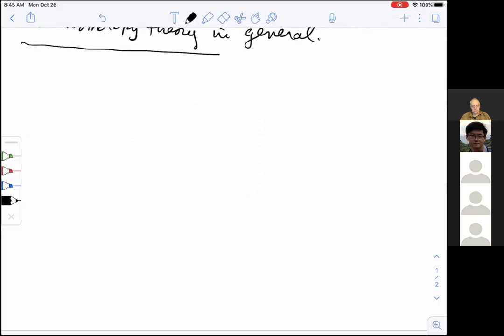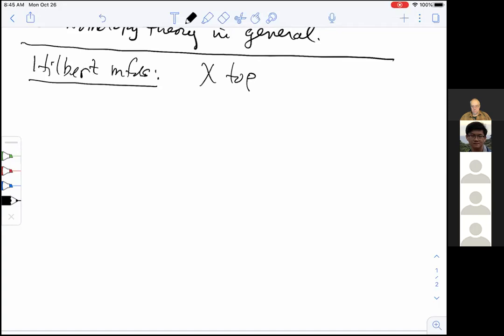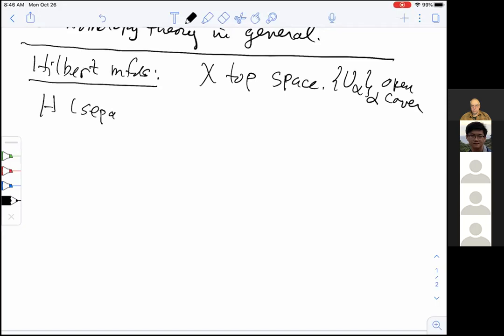Okay, so our main interest will be Hilbert manifolds. So let me talk just a little bit about them. So we have some topological space. We have an open cover. We have a separable Hilbert space. Separable simply means it has a countable dense basis, or equivalently a countable dense subset.